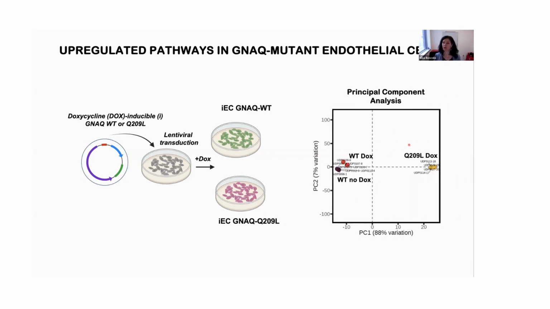And what I want to show you first is the results from the principal component analysis that shows that the wild type cells without DOX or plus DOX cluster very similarly. Conversely, the cells expressing GNAQ Q209L plus doxycycline are very separate. And so meaning that there are true differences that are due to the specific expression of the mutation and not the overexpression of the gene. So at least highly suggestive of that.